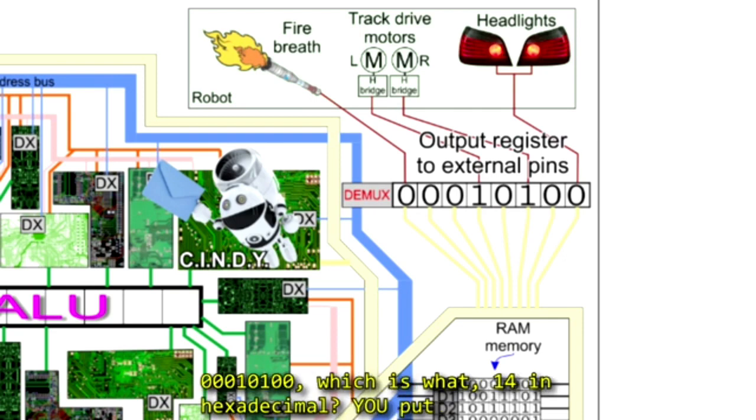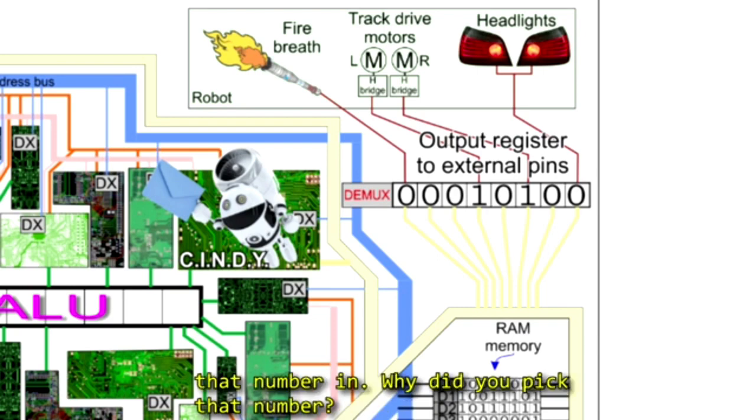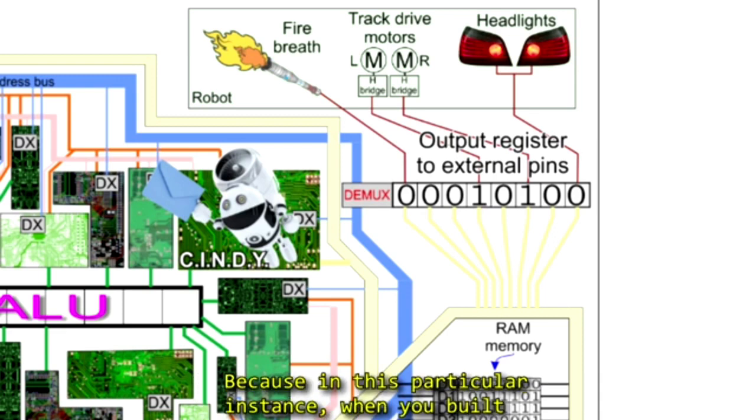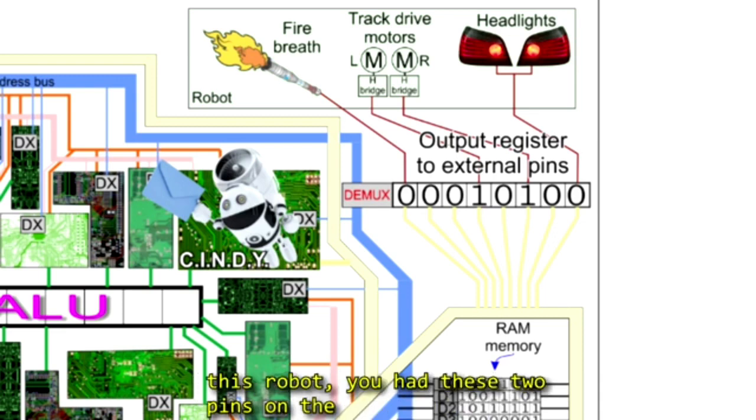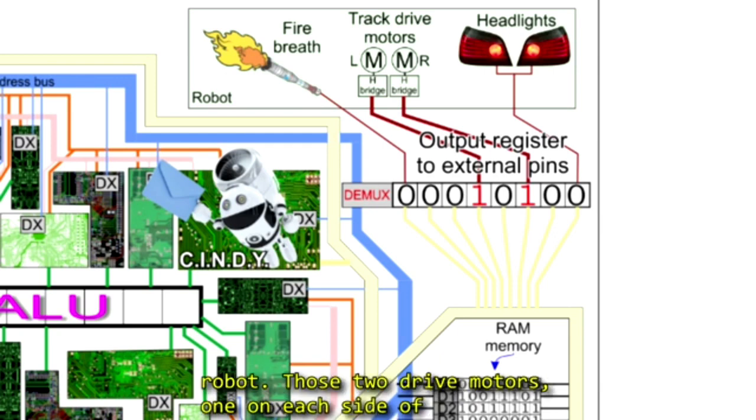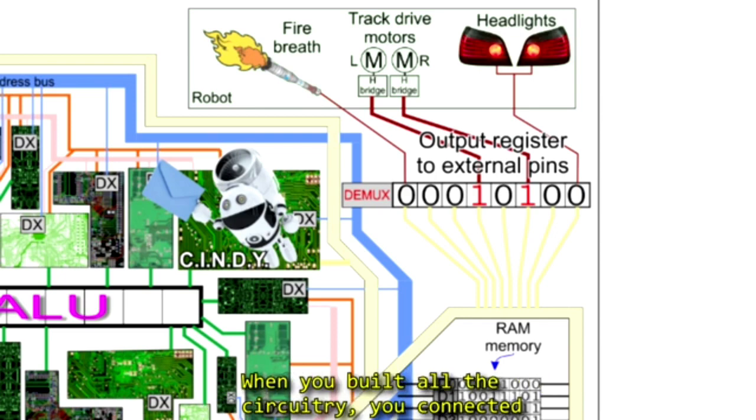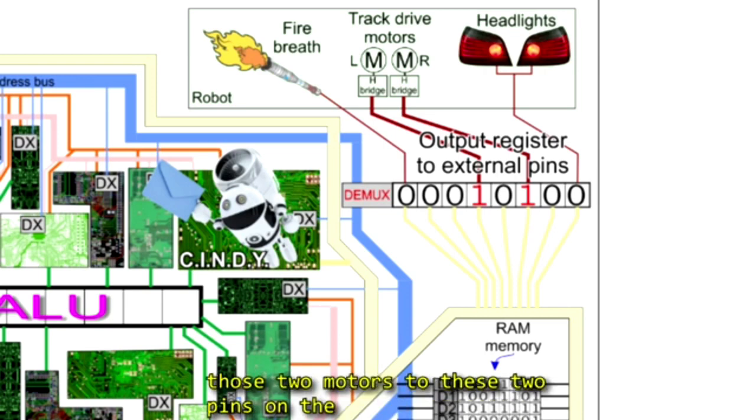That number happened to be binary 00010100, which is, what, 14 in hexadecimal? You put that number in. Well, why did you pick that number? Because in this particular instance, when you built this robot, you had these two pins in the microprocessor turning on two drive motors on your robot. Those two drive motors, one on each side of your trackmobile robot, drive the tracks forward. When you built all the circuitry, you connected those motors to these two pins on the microprocessor.